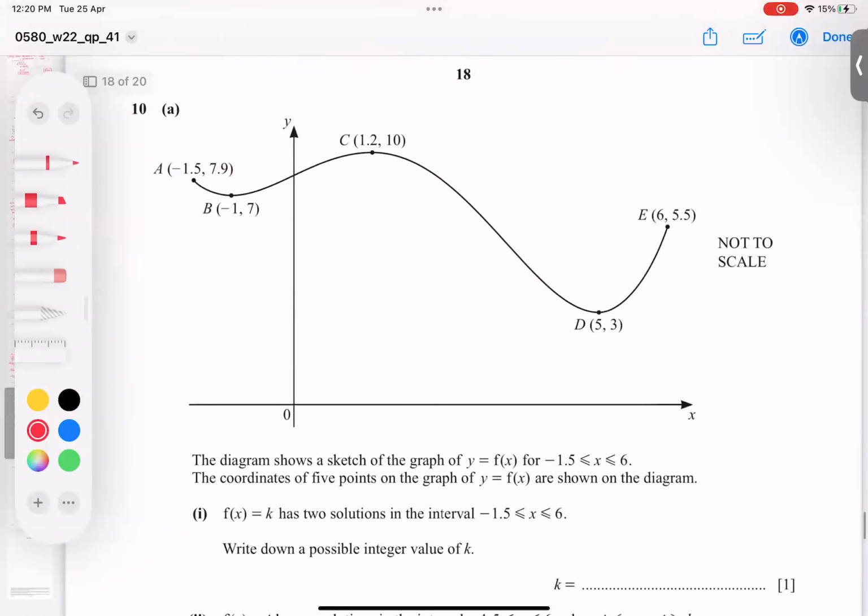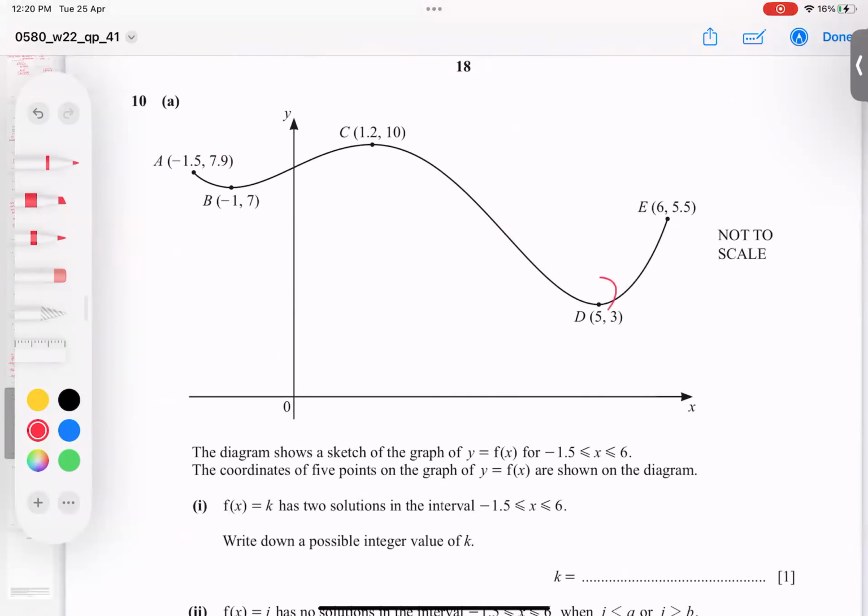Let's go to the last question, number 10. He gave us turning points 1, 2, and 3. He said that f(x) is equal to k. For your knowledge, f(x) is also called y. Here it is called y equal to 0.